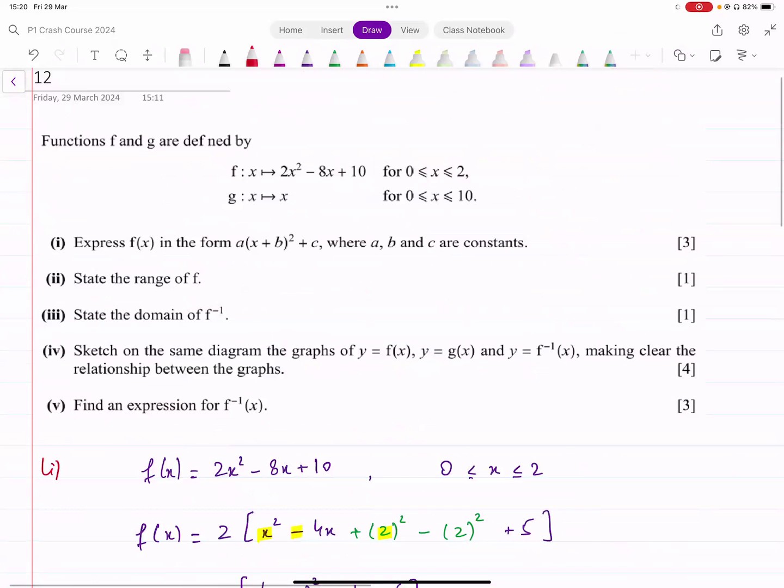Now let's look at part 4. It says sketch on the same diagram the graphs of y equals f of x, y equals g of x, and y equals f inverse of x, making clear the relationship between the graphs. So we have to draw 3 graphs here. f of x, that's this quadratic function. Then you have g of x. g of x equals x. That's basically y equals x. That's that slanted line, 45-degree line, y equals x. And we said we have to draw that anyway when we're drawing inverse functions because that shows you the line of reflection. And then you also have to draw f inverse of x.